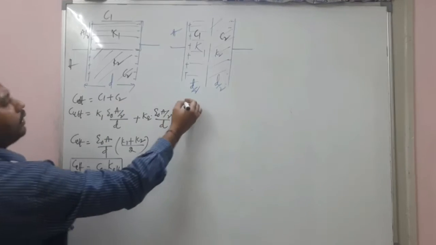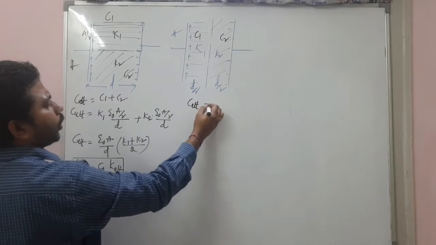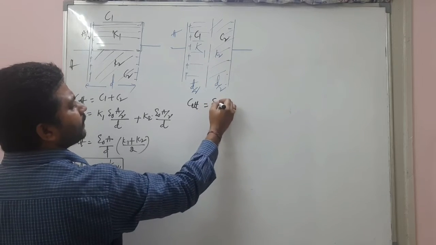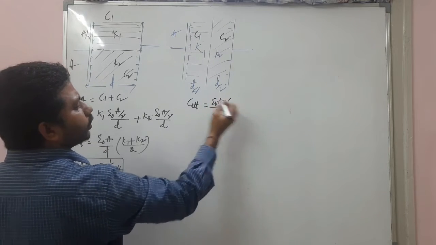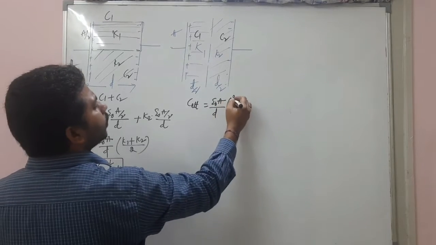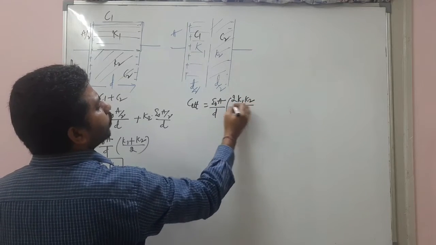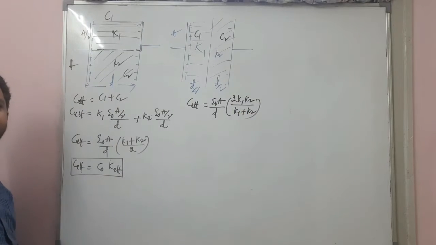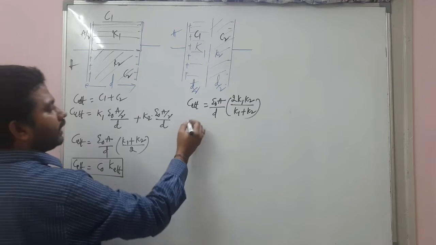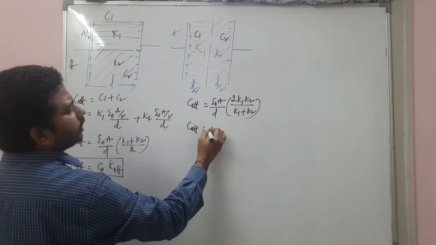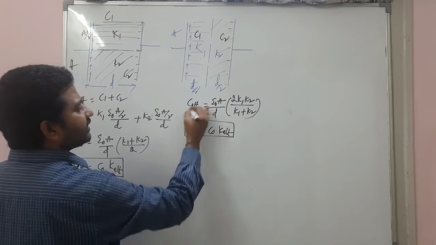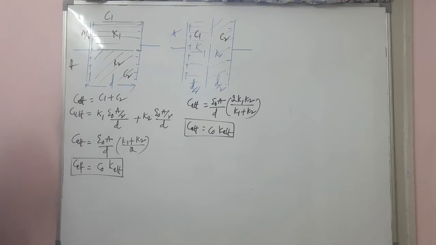Now, C effective, if you want to write it directly, C effective is equal to epsilon naught A by (D divided by 2) into K1 K2 divided by K1 plus K2. This is how you'll write it. Listen, C effective is equal to C naught into K effective. K effective in this case has come like this.